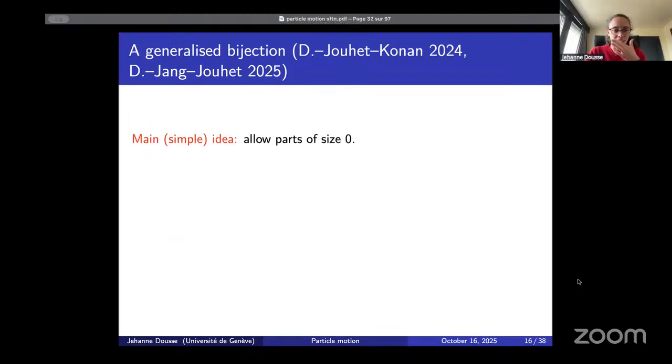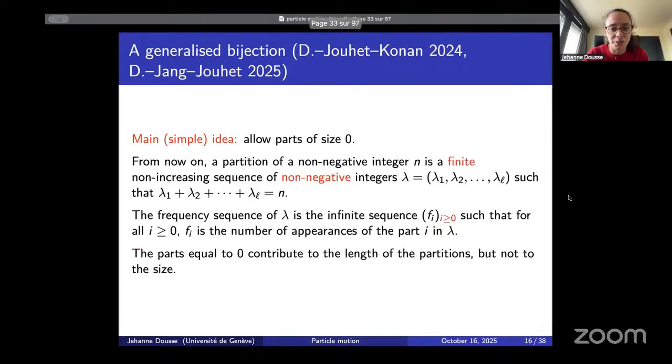Yes, so with my co-authors, we found a generalization of Werner's bijection, which comes from a very simple idea initially, which is to allow parts of size 0. Because in general, in partitions, you have only positive parts, so no zero parts. But here we noticed that to do particle motion, it had a much more general field of applicability if you allow parts of size 0. We will see why in a few minutes.